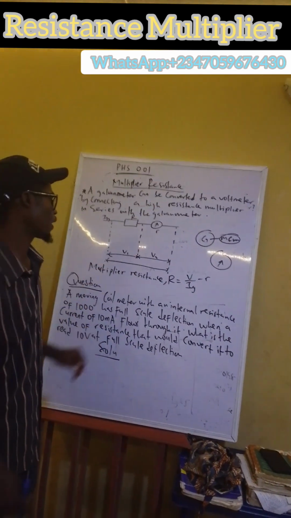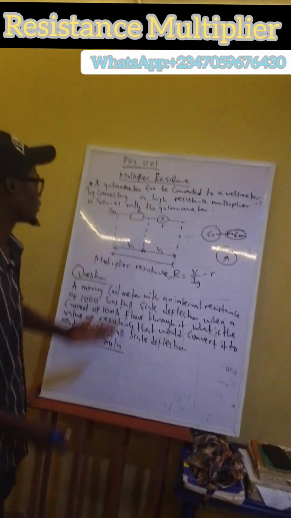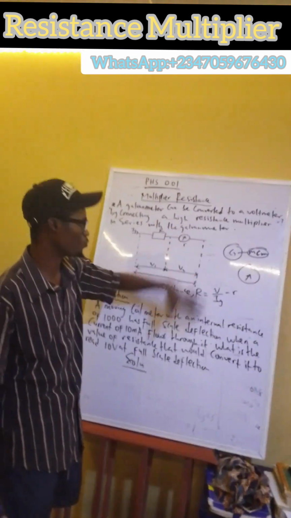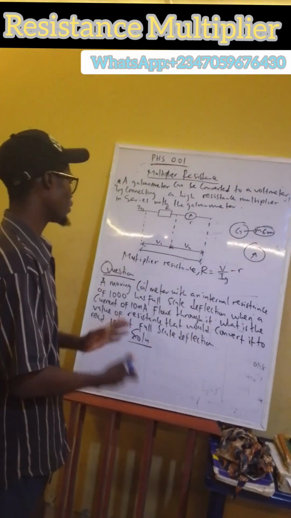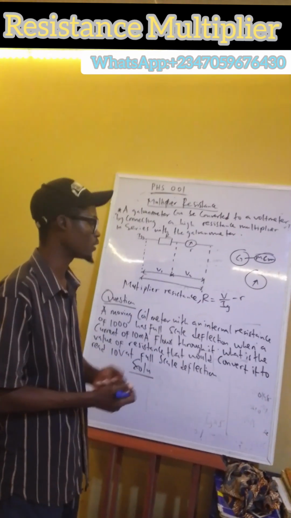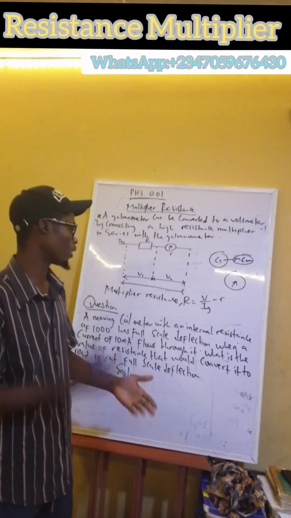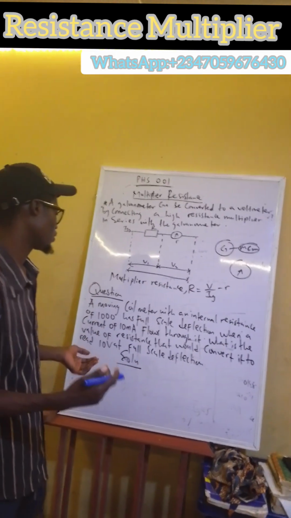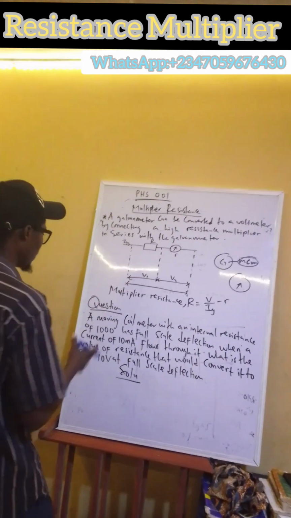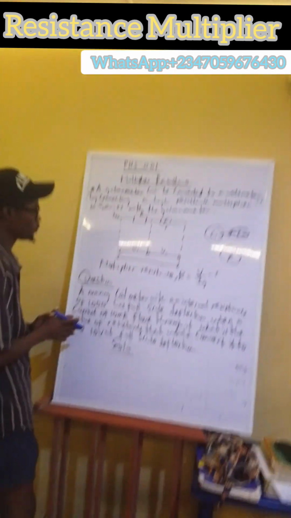So what is this IG? This is the current flowing through the galvanometer. Whenever you want to find the multiplier resistance, the equation is given by R = V over IG minus r. Shall we begin to solve this problem? Let's solve this problem right away.